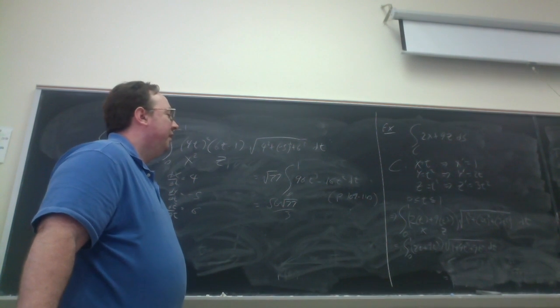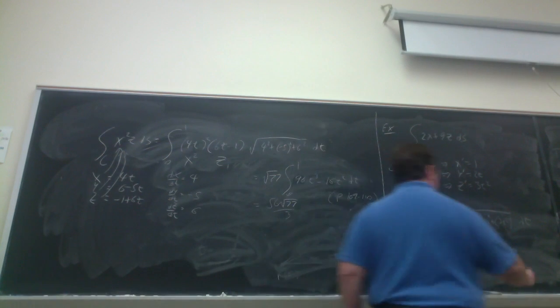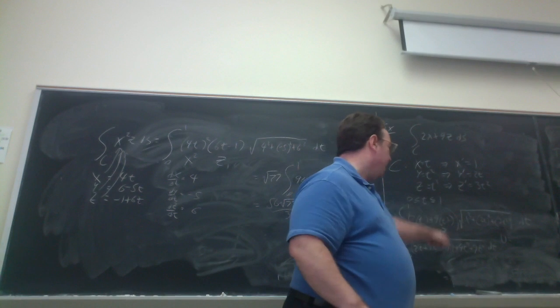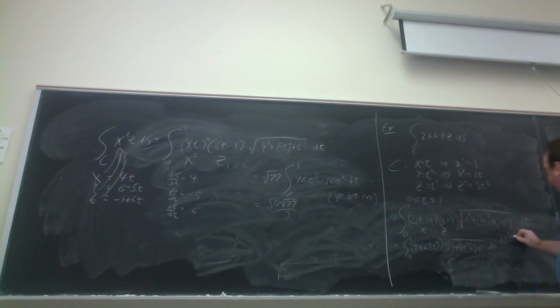With substitution. Yes, under substitution, you'd use what's under the radical, so u is 1 plus 4t squared plus 9t to the 4th. Therefore, du is what? 8t plus 36t cubed dt.